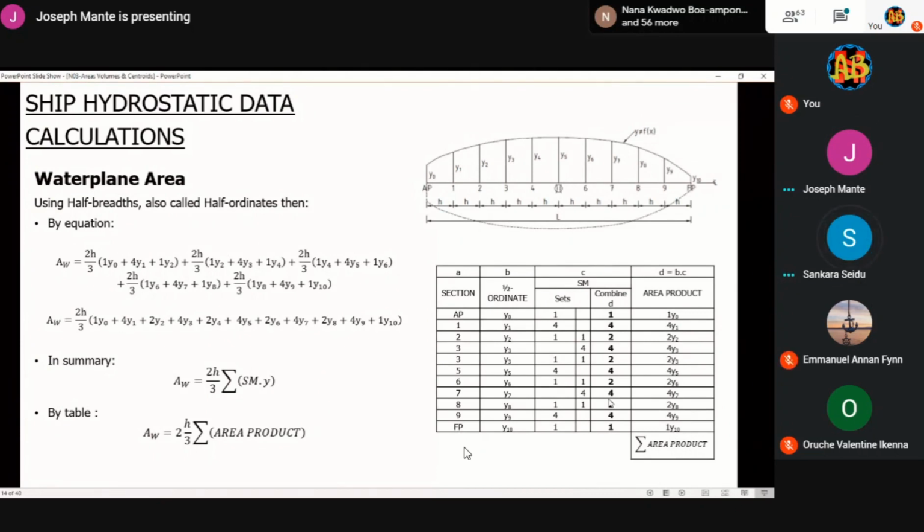Yes, I have a question. With the addition of that 2, it actually means you're calculating the whole total area. I said with the addition of these 2, that's 2 multiplied by h over 3, that actually means you're calculating the whole area of the water. Yes, the whole area. So all this while we're calculating for half breadth.